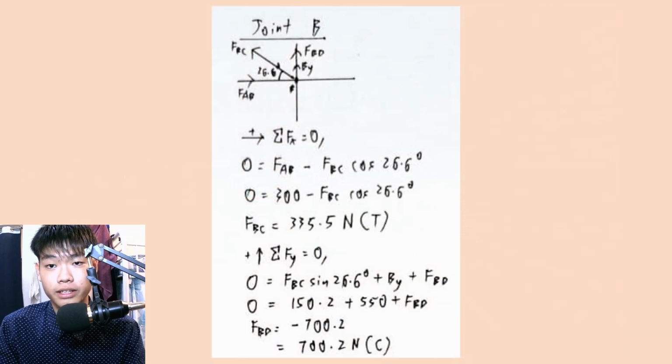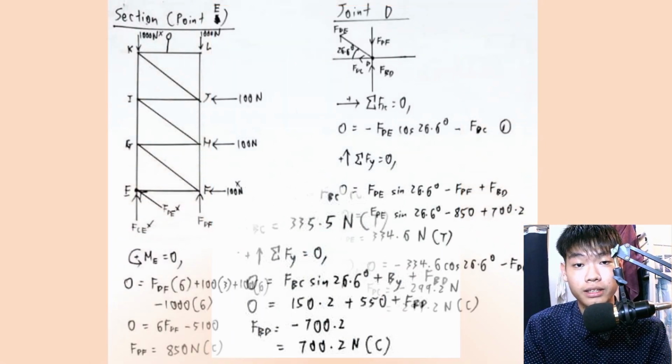Now we will use the method of joints at joint B. By summing the forces in the X component equal to 0, we find that the force in BC is equal to 335.5 Newton, which is in tension. By summing the forces in the Y component equal to 0, we find that the force in member BD is equal to 700.2 Newton, which is in compression.